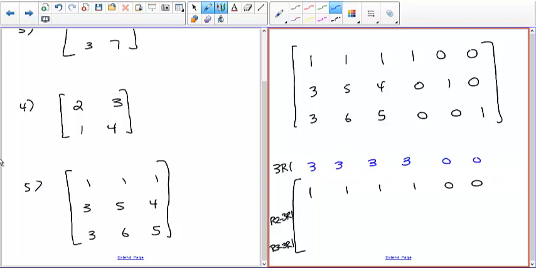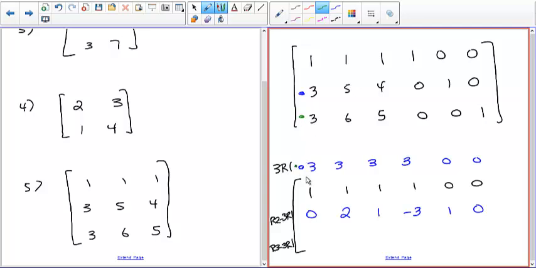So we're going to take row 2, subtract 3 times row 1. So this minus that gives you 0. 5 minus 3 is 2. 4 minus 3 is 1. 0 minus 3 is negative 3. 1 minus 0 is 1. 0 minus 0 is 0. Okay. Then we take this and subtract this.